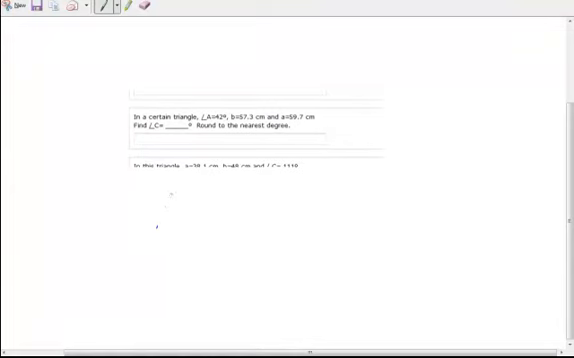A is 42. A is 59.7. B is 57.3. Find angle C. Same kind of a situation.